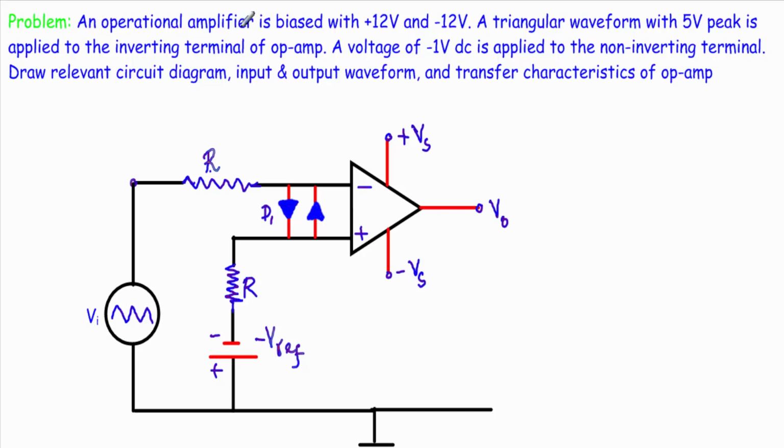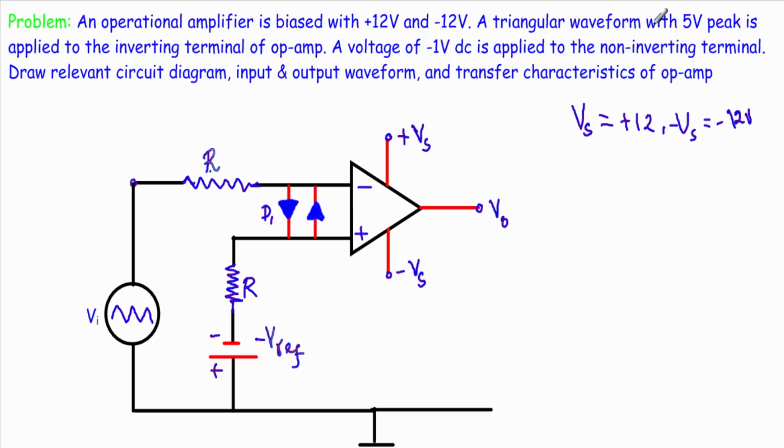An operational amplifier is biased with plus 12 volt and minus 12 volt. You know that an operational amplifier needs two bias voltages. Here the positive bias voltage Vs is plus 12 volt and the negative bias voltage minus Vs is minus 12 volt.